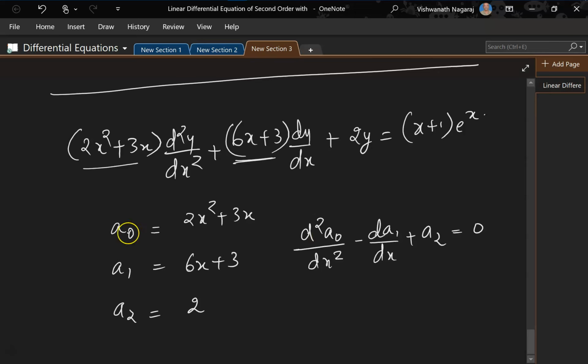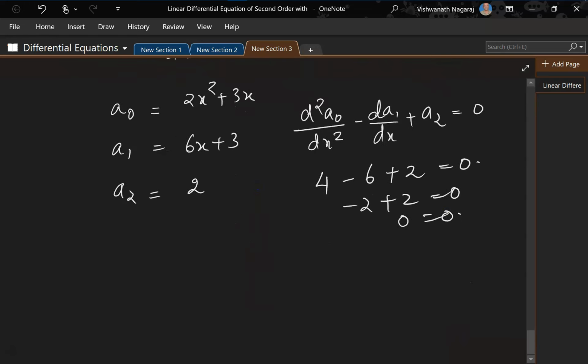Okay, so second derivative of A0. First derivative would be 4x plus 3. Second derivative would be 4. So 4 minus first derivative of A1, that is 6, and A2, so plus 2. This is minus 2 plus 2 equal to 0, 0 equal to 0. So the condition is satisfied. So we can say the equation is exact.